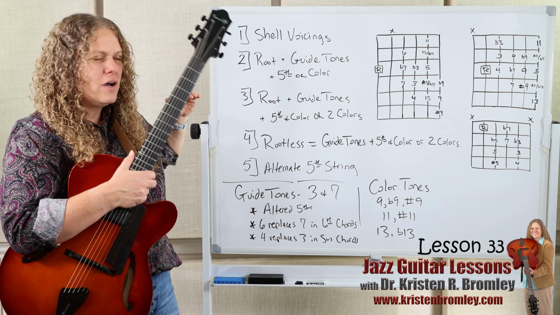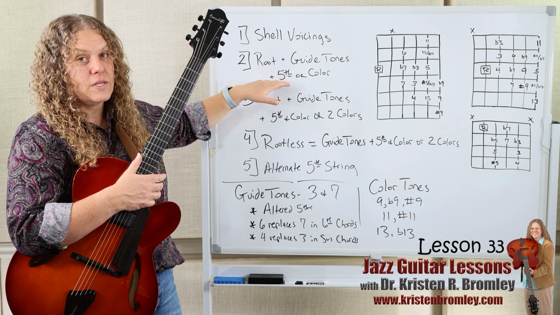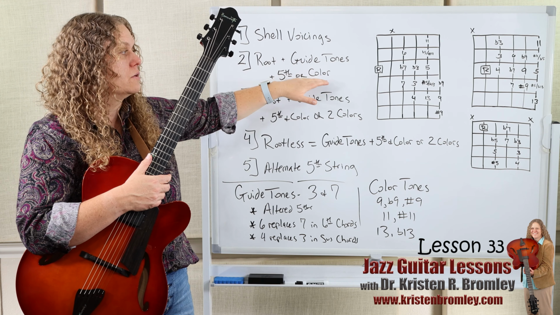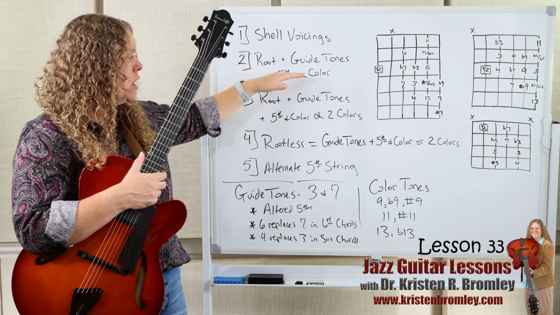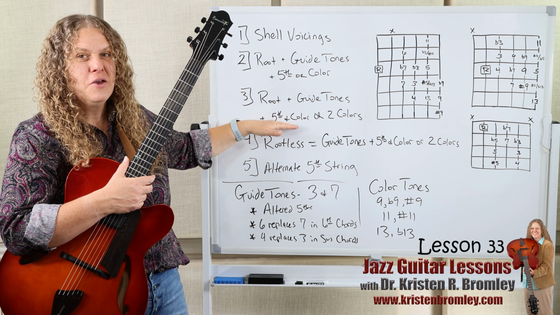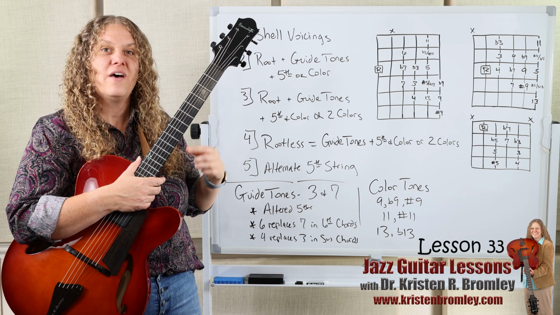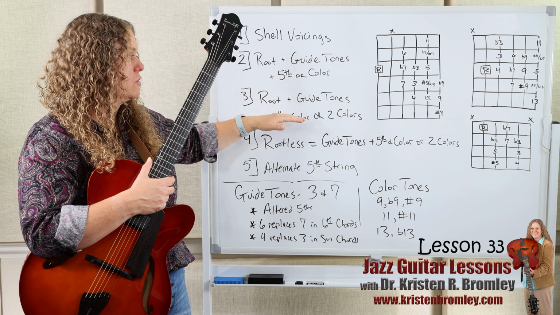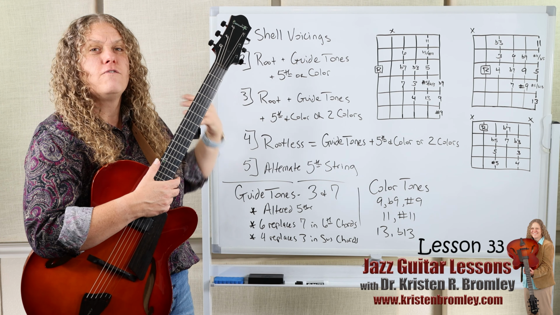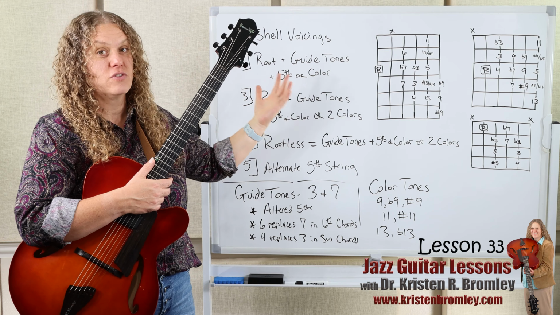But now we can also add with that root plus the guide tones plus a 5th, so we can add the 5th in, or a color tone. So this is a 4-note voicing. We can also create 5-note voicings where we have a 5th and a color, or we have 2 colors added to the root plus the guide tones. So that's a 3rd option. We have 4-note chords, 4-string chords, 5-note chords, 5-string chords.